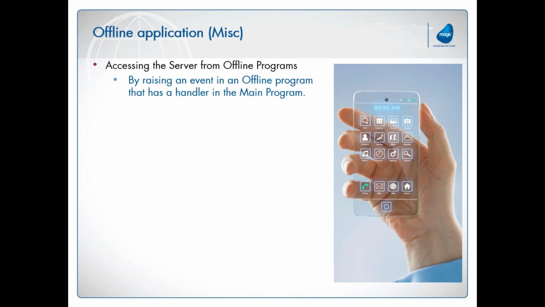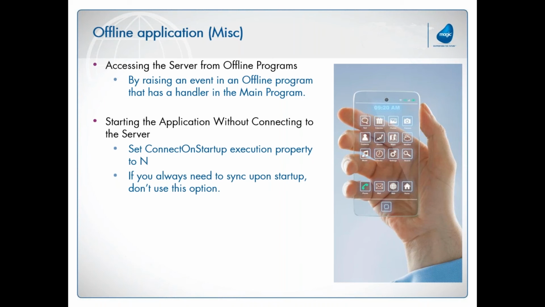Now, in the main program, you can write whatever you want. Usually, let's say for the sync process, if you want to start it manually, then in the offline program, you will raise an event of do sync. In the main program, you will have a handler for this event, which we call the non-offline program of the sync program. So by using this technique, you can call from offline to non-offline programs.